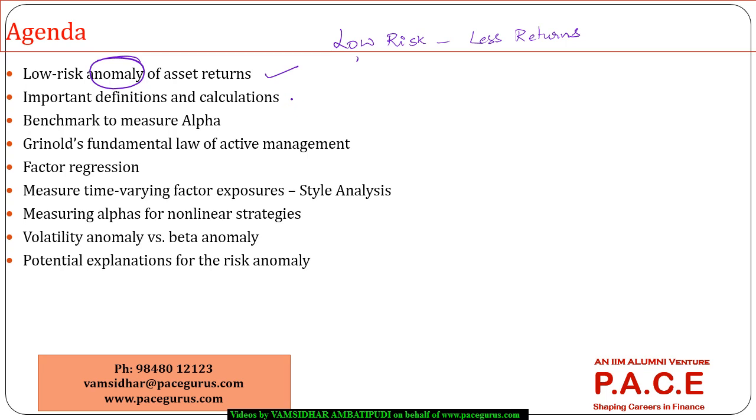Then in this context we will also look at important definitions and calculations leading to alpha, and the benchmark, the different kinds of benchmarks that we can set to measure alpha. Once we have determined the alpha, I need to know whether it is good or bad. So, trying to have some kind of benchmarks for this alpha. What are the different benchmarks that can be set for the measurement of alpha? That's one point that we are going to look at here.